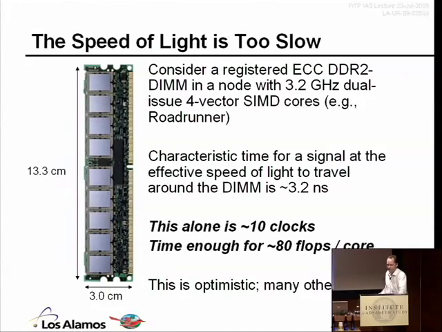You're going to find that the characteristic time for light to propagate around this is about 3.2 nanoseconds. Now, in 3.2 nanoseconds on a modern chip, for example, like the chips used in Roadrunner, which is at 3.2 gigahertz, and it can do 8 4-vector operations every clock cycle, that means that in that 3.2 nanoseconds, you could have got 80 floating point operations done. And I'm being very optimistic here. There are many other delays in practice.